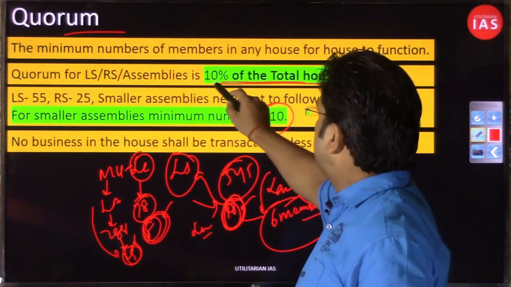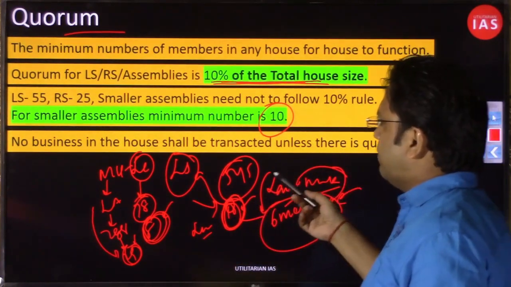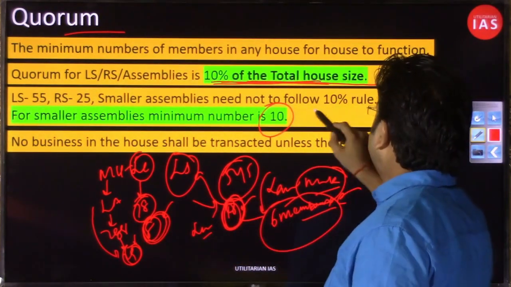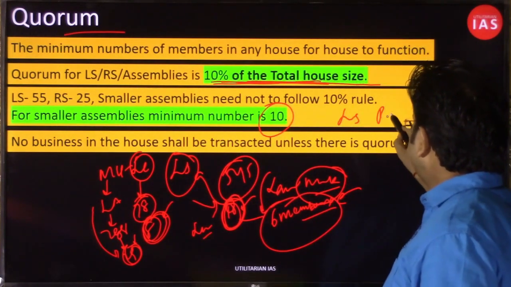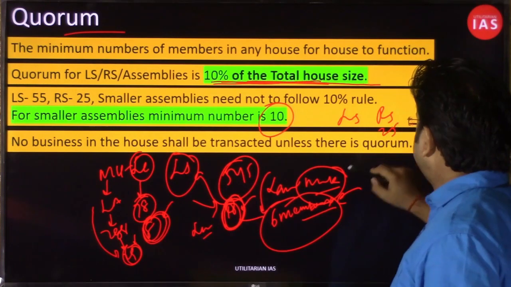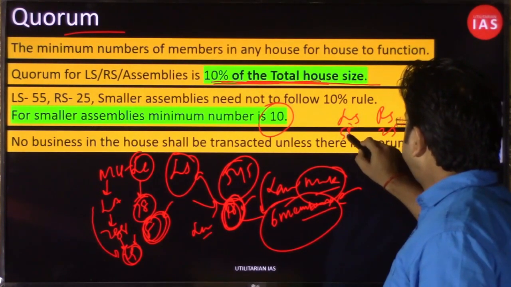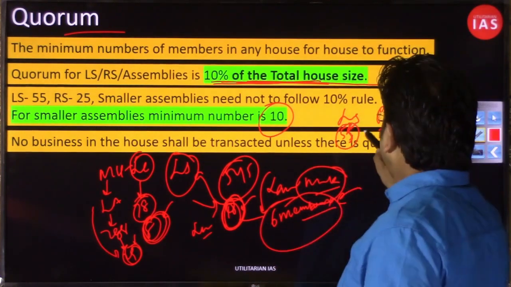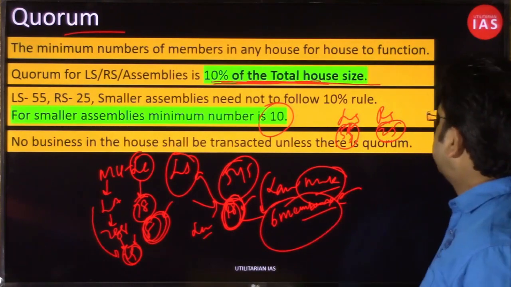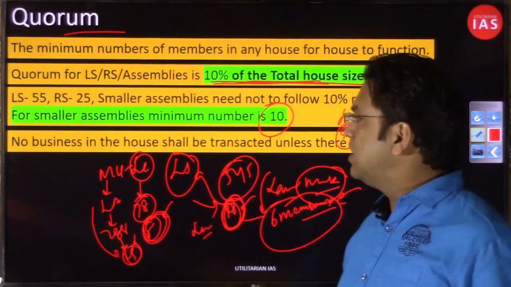So there is another rule: either 10% of the total house size, or a fixed number. At the central level, that is Lok Sabha and Rajya Sabha, this is 25 I guess, and this is 55, sorry, 55 it is, right. So it is fine. For the Lok Sabha this is representative, but at the assembly level this 10% rule can't be applied in all the assemblies.